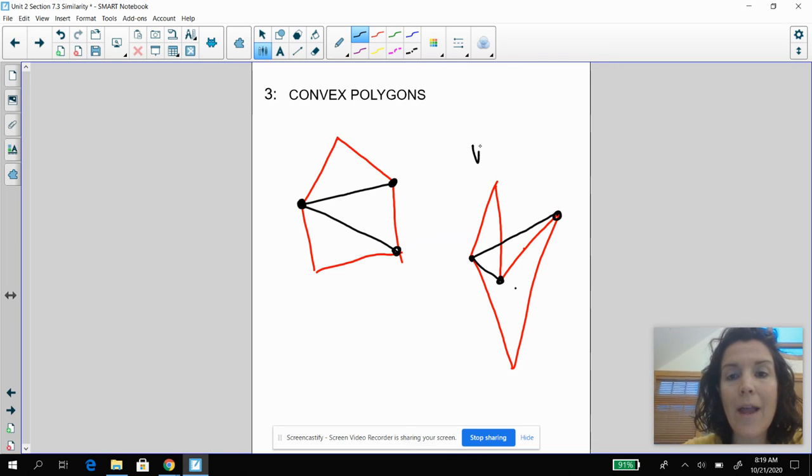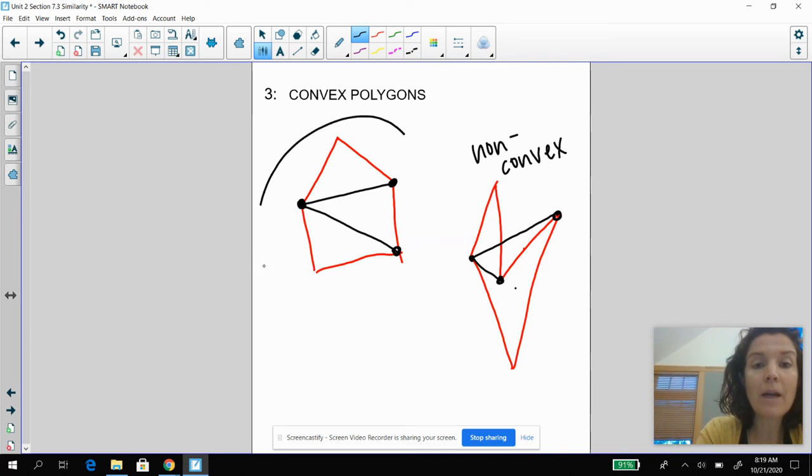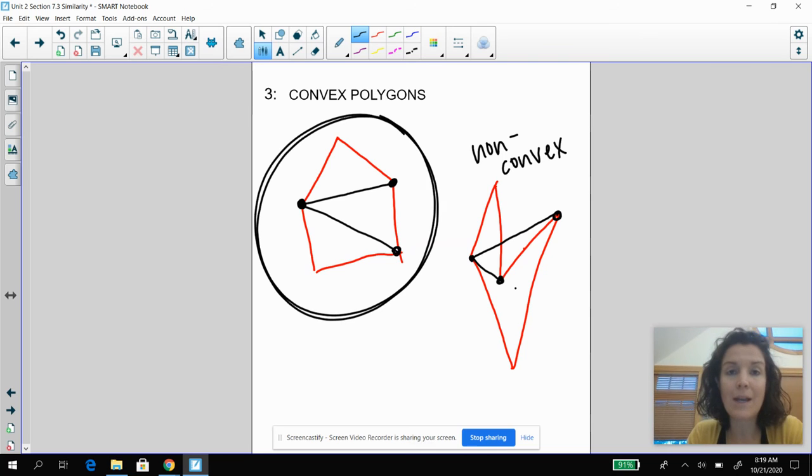So this is what we call a non-convex polygon. And we're not really going to be using those non-convex polygons because their properties change. So the convex polygons, these are the ones we're going to be using. That's just a good side note. It's something to keep in mind.